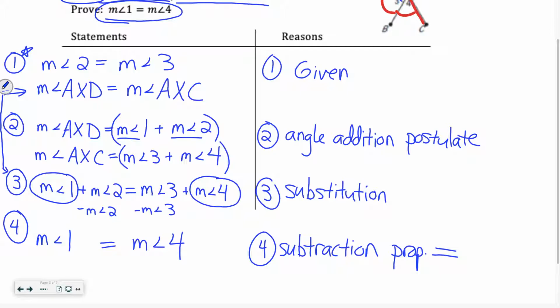I know that looks like a lot. Again, we're going to rep this again tomorrow on Friday. We're going to come back to it next week. We're going to spend time on just how we can make these logical arguments. So we started with the given. We did angle addition postulate. We substituted equal things in, and then we subtracted to get what we want at the end.